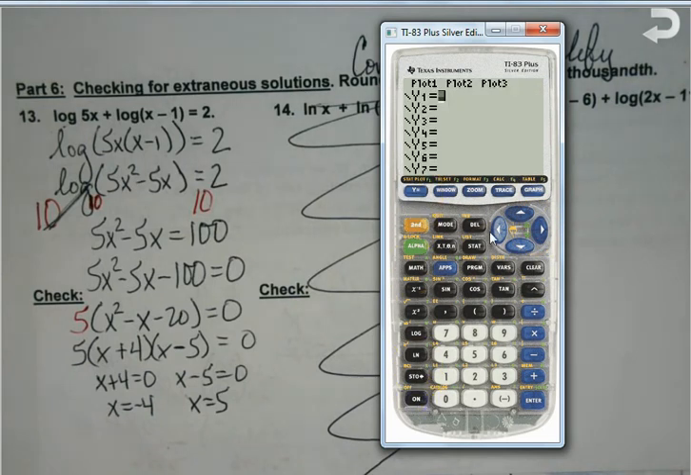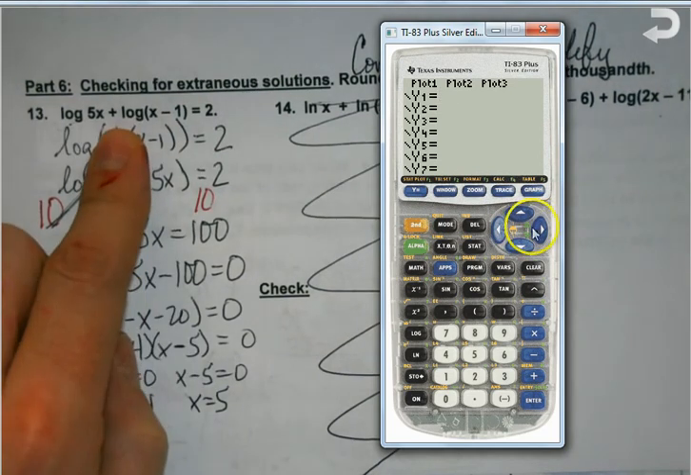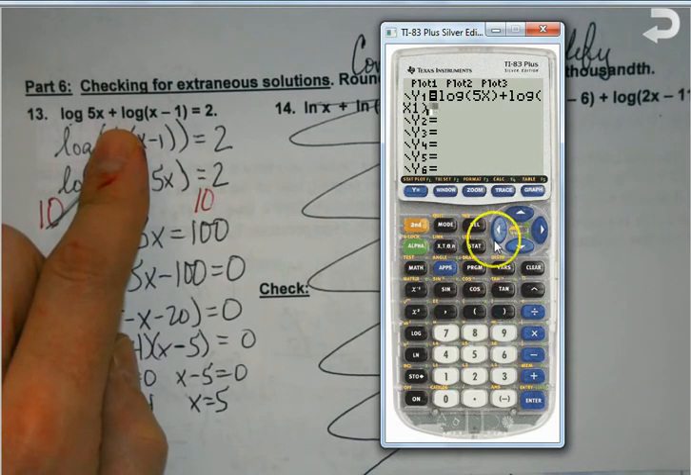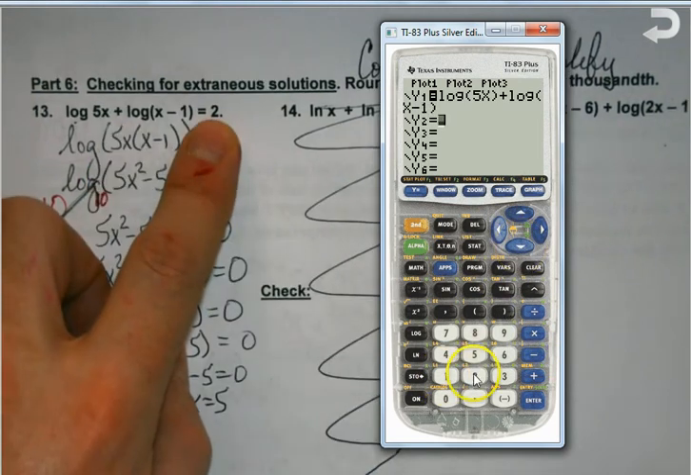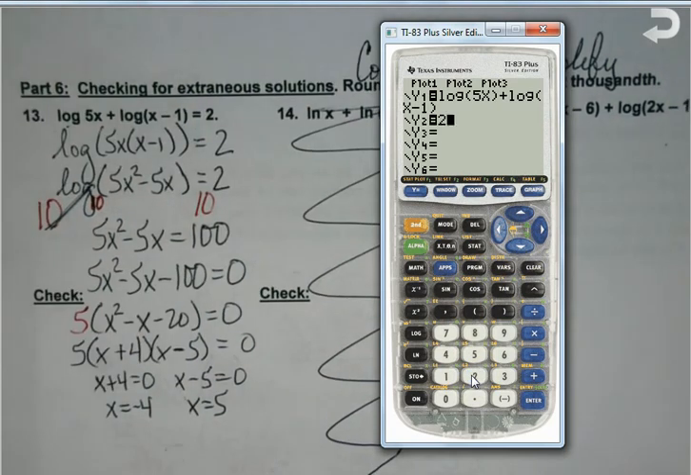Here's how you would do this if you wanted to check. The left side of your equation would be the first thing you plug in for graphing. So I'd have the log of 5x plus the log of x minus 1. Then my second line is y equals 2.